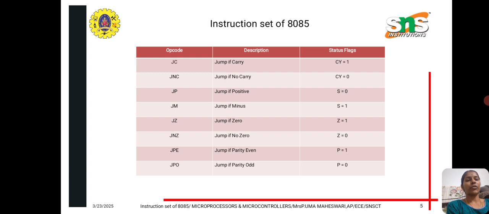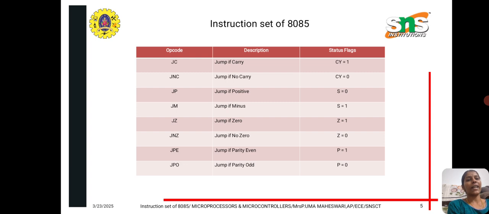The instruction set of 8085 also includes JC, jump if there is a carry. JNC is jump if there is no carry. JP is jump if it is a positive number. Jump if it is minus, the opcode is JM. JZ is jump if it is 0. JNZ is jump if it is not 0. JPE is jump if parity even. JPO is jump if parity odd.